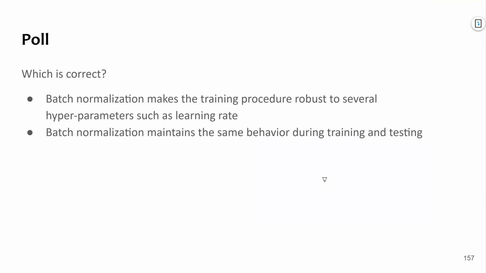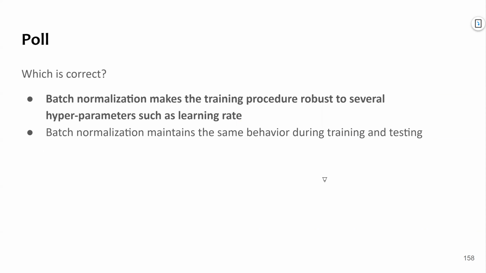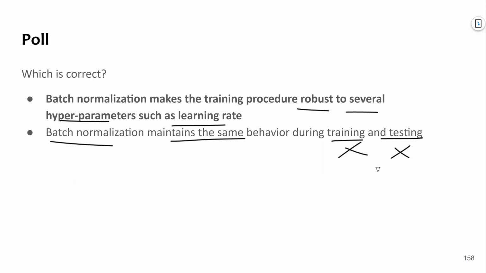Okay, up to this point, we have discussed batch normalization. Think about this question on your own, and let's check the answer together. Okay, let's check the answer together. The answer is the first one. Batch normalization makes the training procedure robust to several hyperparameters such as learning rate. And batch normalization maintains the same behavior during training and testing. No, we need to calculate mean and variance in a different way for testing.